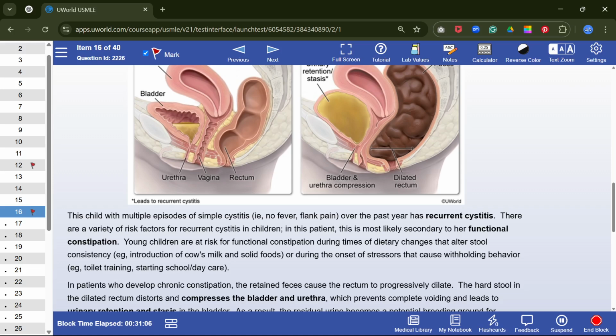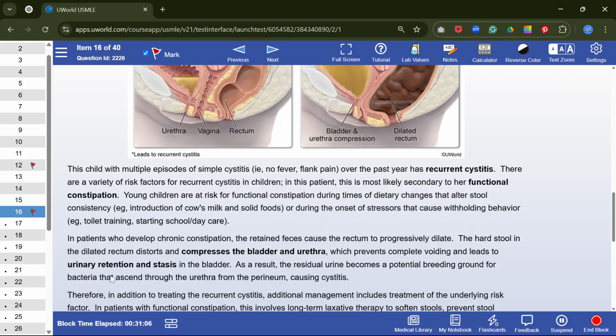Young patients are at risk for functional constipation during times of dietary changes that alter stool consistency, such as introduction of cow's milk and solid food, or during the onset of stressors that cause withholding behavior, such as toilet training, starting school or daycare.